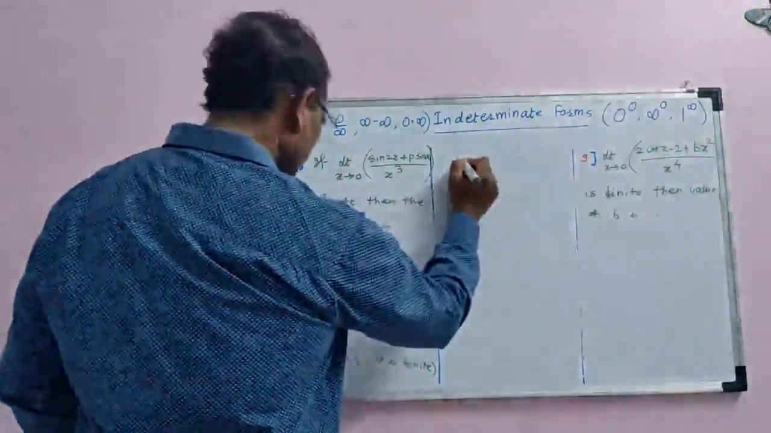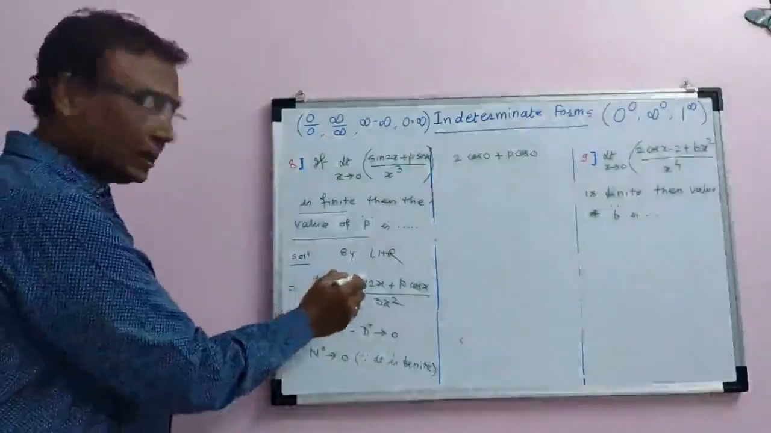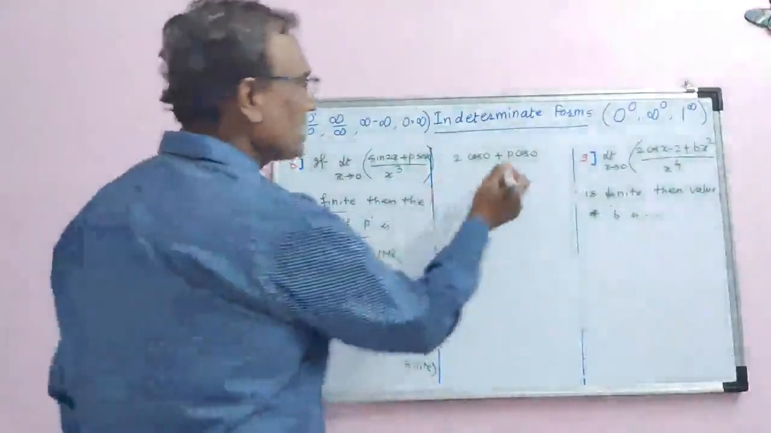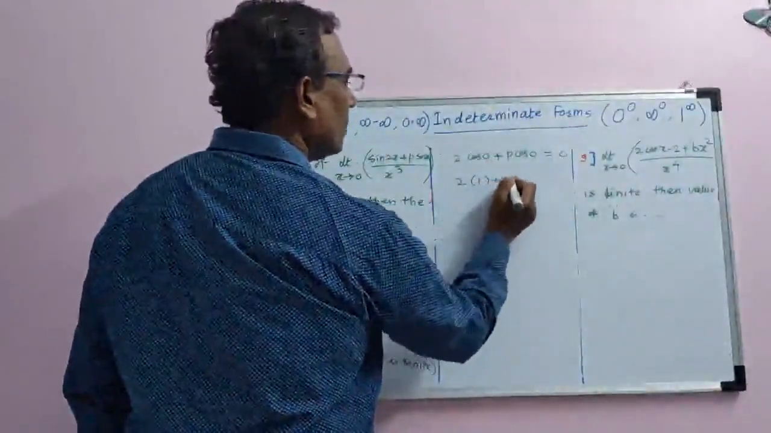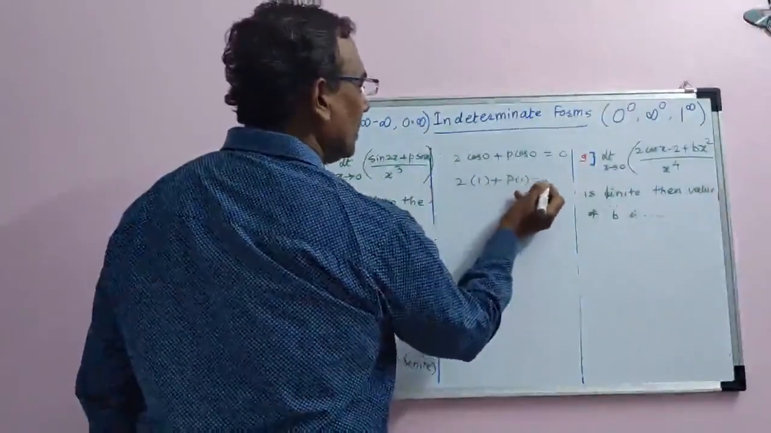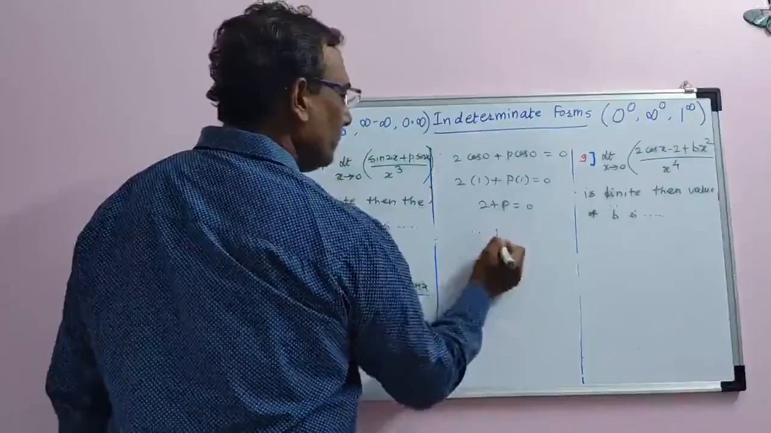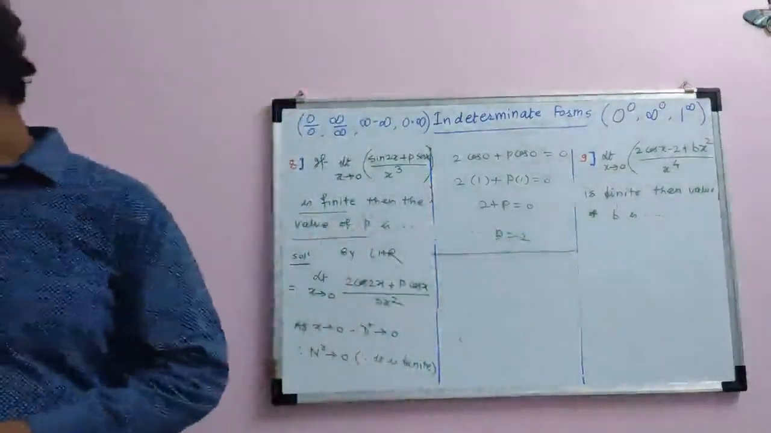See, now in the numerator, put x equal to 0. The numerator tends to 0, which means the numerator is equal to 0 for x equal to 0. So 2 cos 0 is 1, then 2 plus p equal to 0. Therefore, p is equal to minus 2. The value of p we have evaluated here.